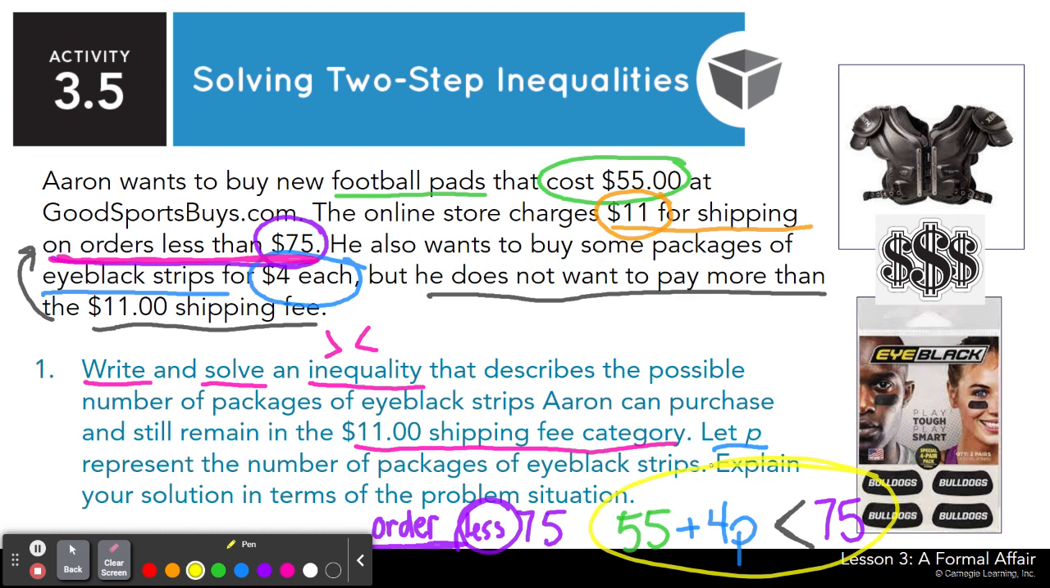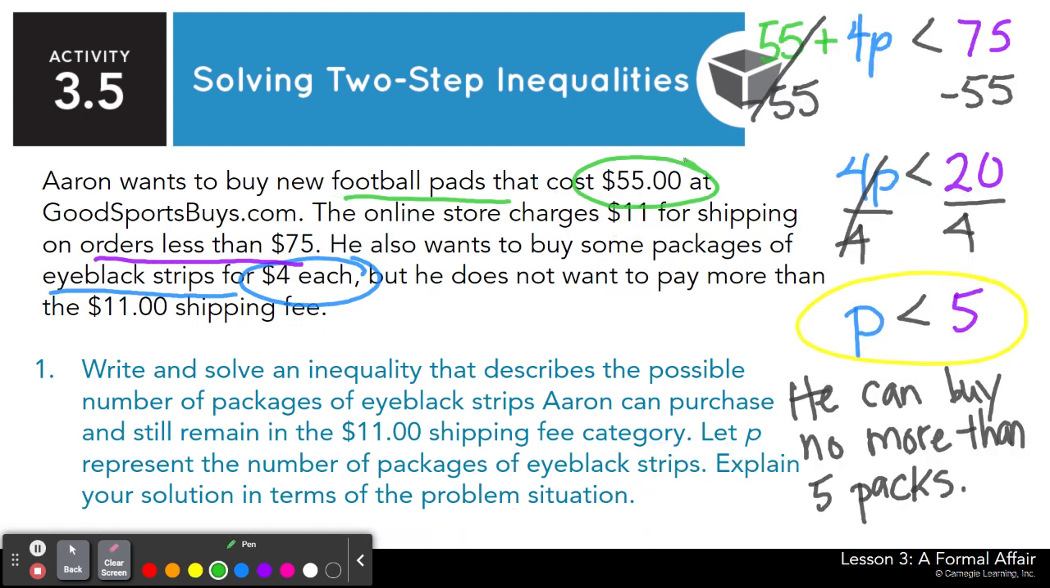What I want you to do, get these notes down, take about 2 minutes on your own or with a partner, and I want you to solve for P just as you would solve a 2-step equation. Once the timer goes off, we will compare answers. Set a 2-minute timer. Pause here. Alrighty, your 2 minutes is up.